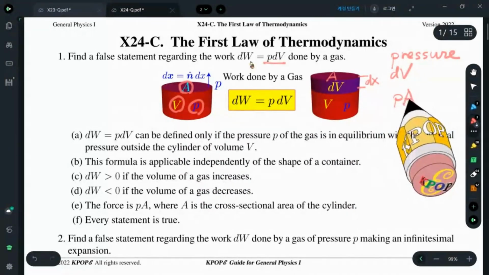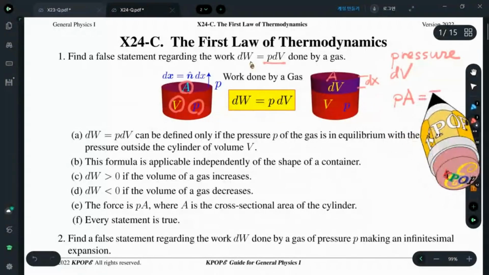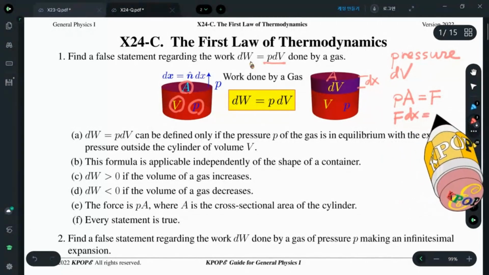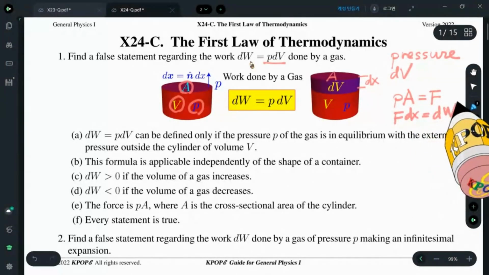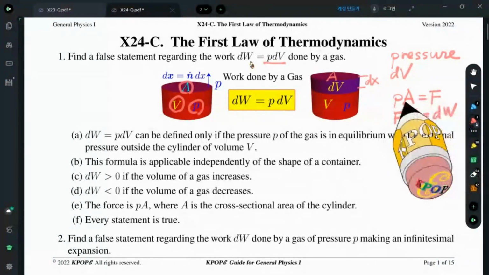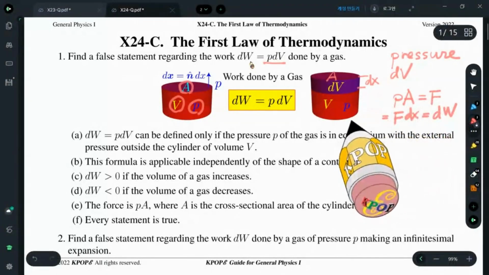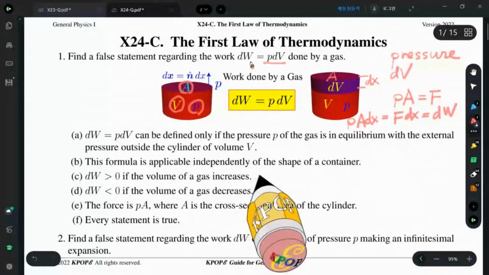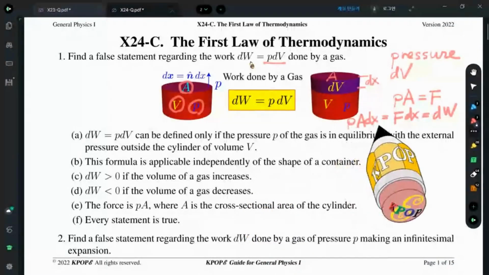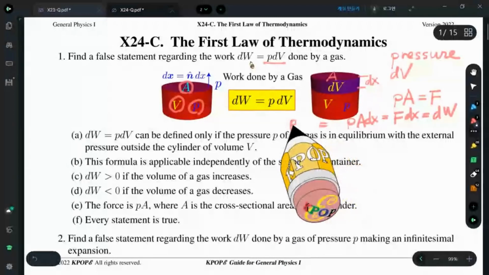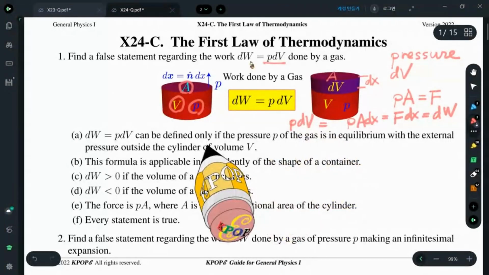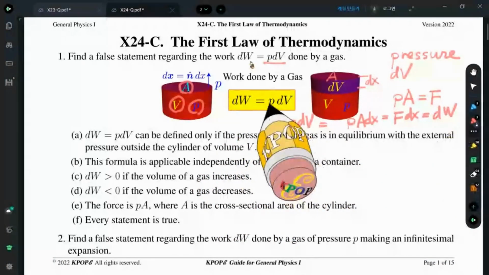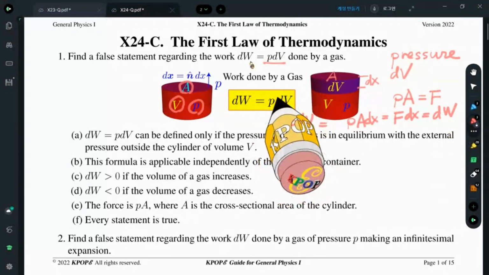and if we multiply by the cross-sectional area, it becomes a force. The force multiplied by the displacement is the differential work. If I substitute pressure, cross-sectional area, and displacement here, this A dx is actually the change in volume. Hence, the work done by a gas, dW, is eventually expressed as the pressure multiplied by the change in volume.